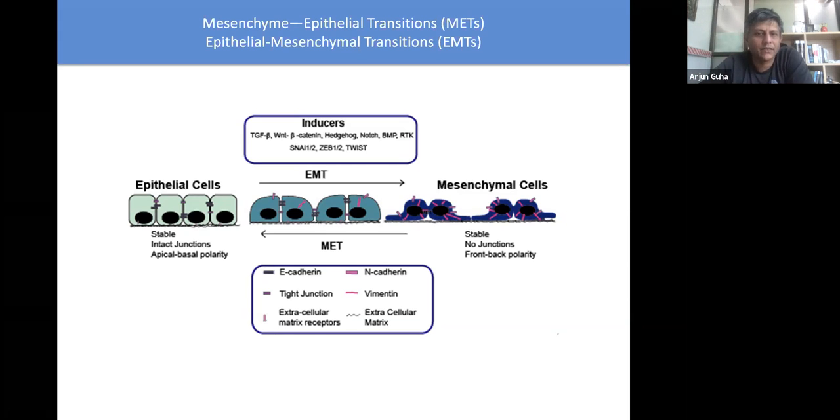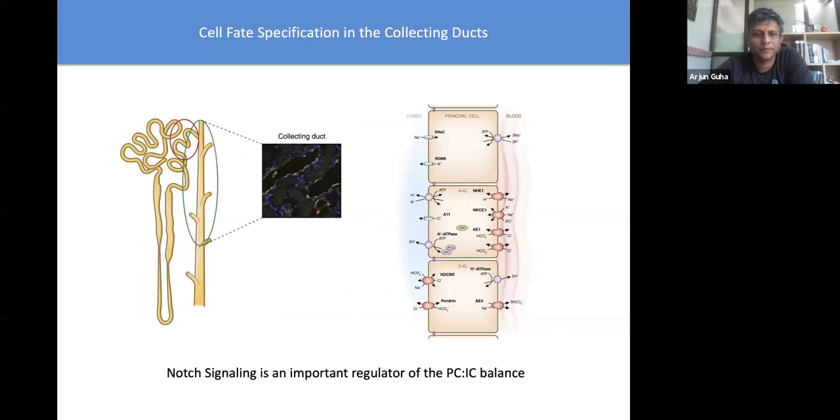In the context of the EMT, for example, we know that there are many signals like TGF-beta, Wnt, Hedgehog, Notch, BMP, RTK. There are transcription factors. Snails are very important. Snail1, 2, ZEB1, 2, and of course Twist, which are critical to the process by which an epithelial to mesenchymal transition occurs. But there is no similar conserved collection of either signals or transcription factors that have been identified to date that drive the mesenchymal to epithelial transition, which is sort of integral to kidney development, both in the context of the collecting duct formation and subsequently in the context of the renal vesicle.